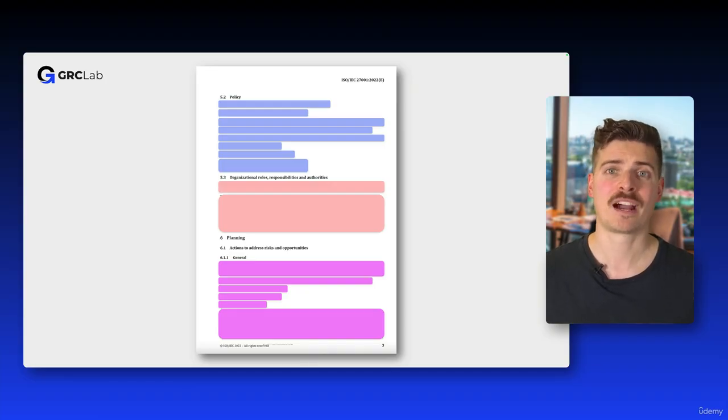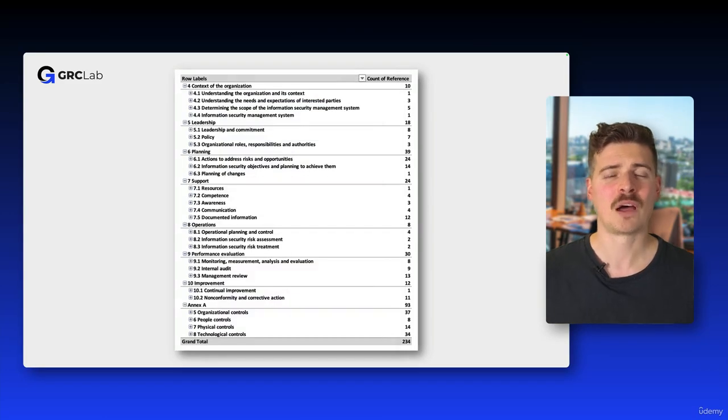Unfortunately, I can't provide you with an inside look at the standard due to copyright reasons, but you will find the mandates listed in short paragraphs in each of the chapters. Now, in total, I've identified 234 individual requirements that must be addressed during an implementation project. Some clauses are more extensive than others. For example, clause 4 has just 10 requirements, while clause 6 contains 39 of them.